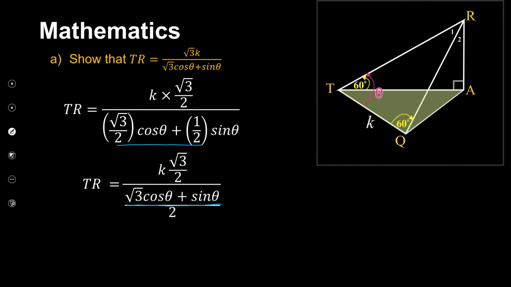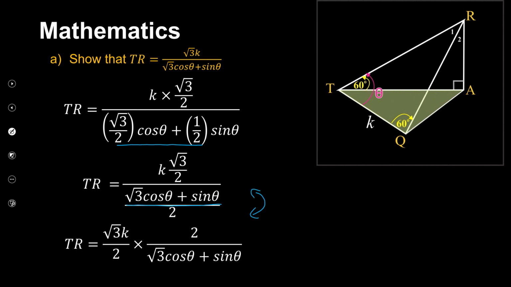Okay, and then we've got k root 3 over 2, and because we're dividing by this, we're going to invert and multiply. So remember, when we invert and multiply, we're going to swap these two around. So it's going to become times 2 over root 3 cos theta plus sine of theta, because the numerator and the denominator are going to move around.